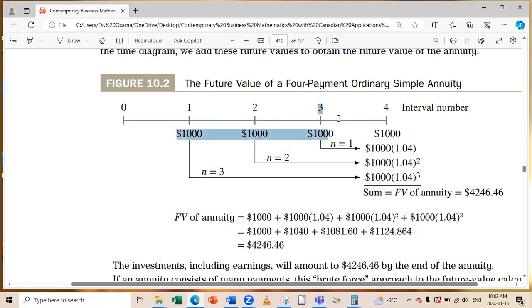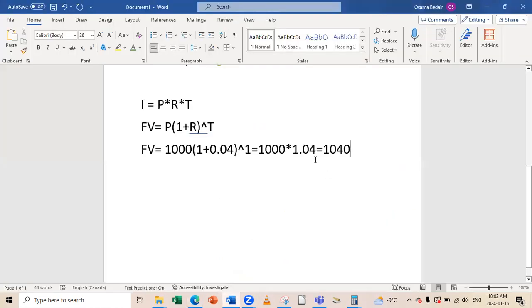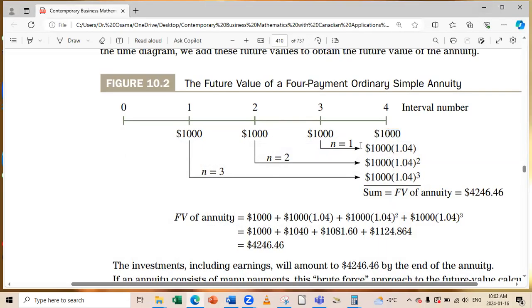Now the third one stayed in the bank for the period from 3 to 4, so it stayed this period of time, from 3 to 4. So n is 1. That's what I calculated right now here. So it will be equal to 1. Okay.